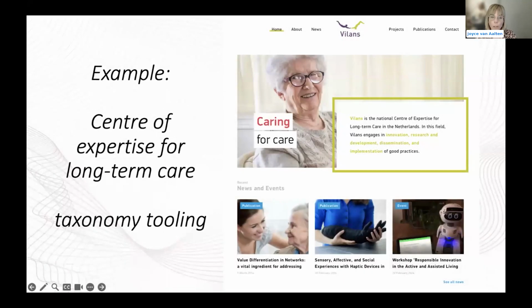Just what I think, and there is not one way to go towards a full taxonomy. So that's why I brought two cases with me today, some examples of taxonomy projects that I've worked on. The first is for a Center of Expertise for Long-Term Care based in the Netherlands.